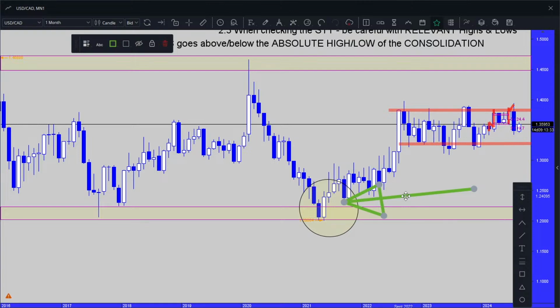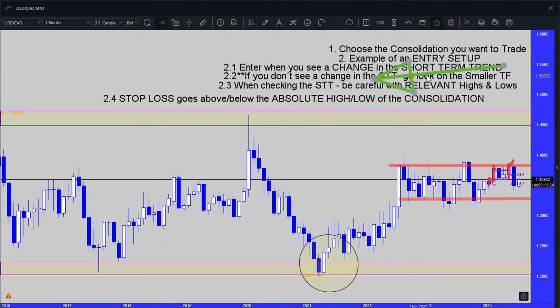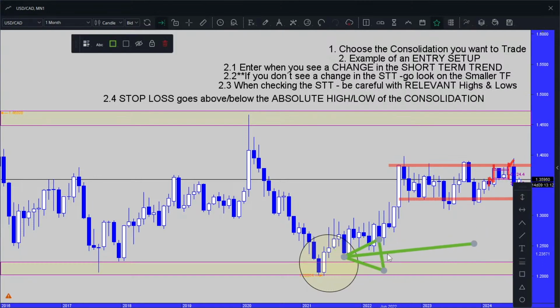When the market hits the support band of the sideways channel consolidation, should you go on the weekly to check the change in the short-term trend when you don't see it on the monthly? Should you go on the daily, or should you go on the 15-minute chart or 1-hour chart? What's the answer?